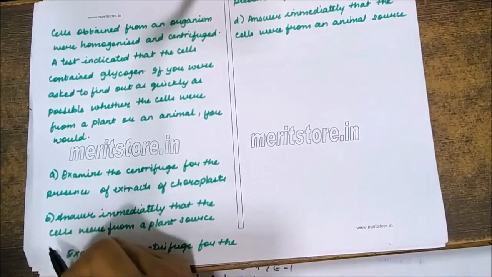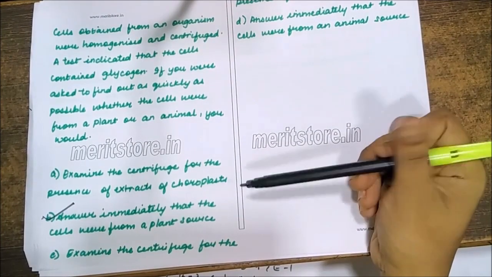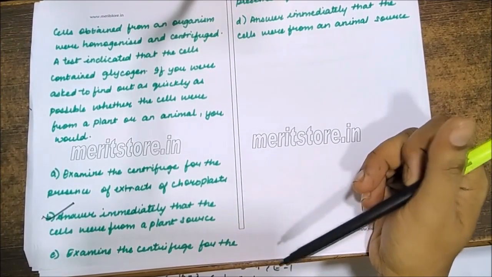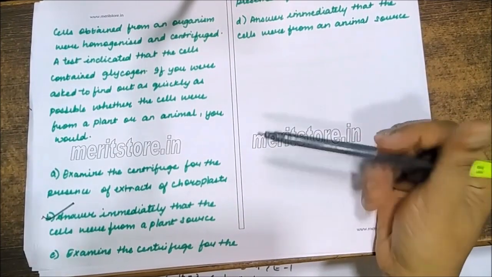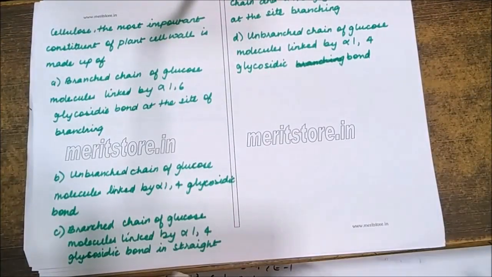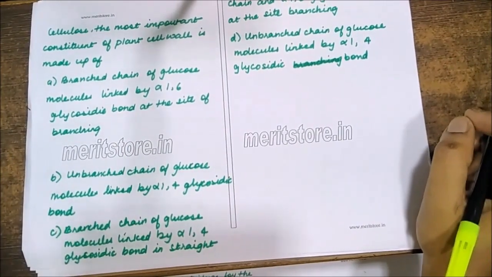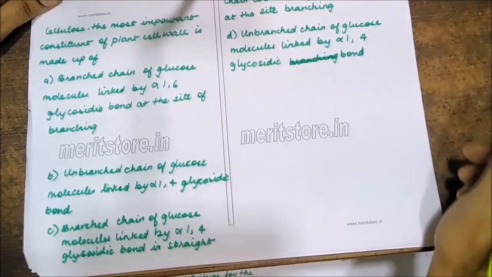The answer would be immediately that it is from the plant source because it is in the plants that the fats are stored in the form of glycogen. Okay? Next. Now next are assertions. Assertions would be following these next set of questions.